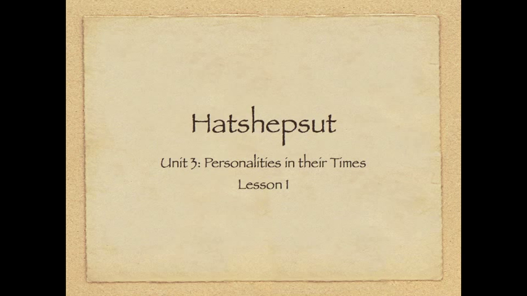Okay, so we're going to start with Hatshepsut now, which is our third unit after Pompeii and Herculaneum and Spartan Society. And again, just like those two, it's a very popular unit. It is one of the optional units, but it is very popular.